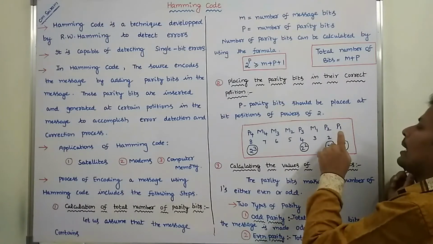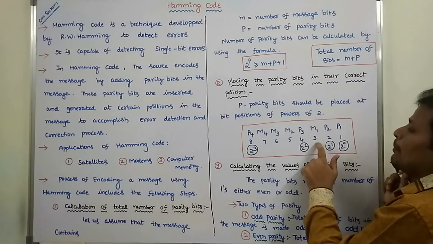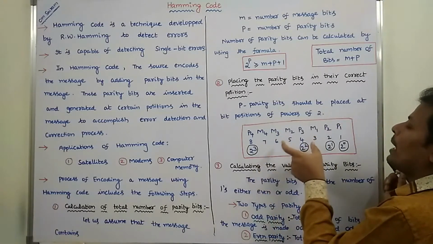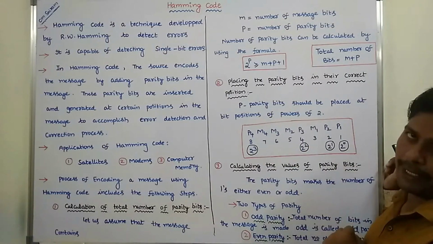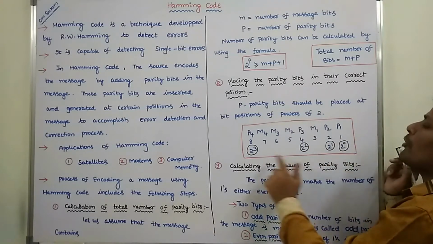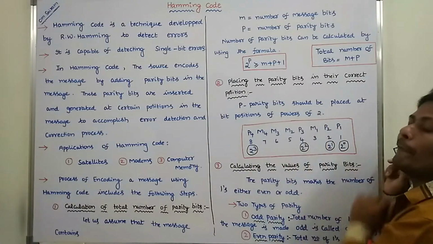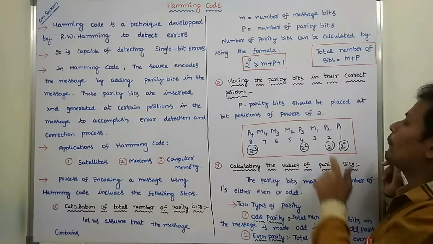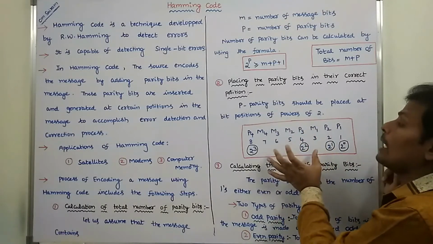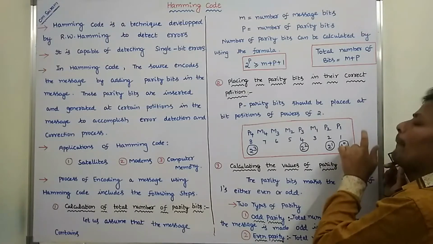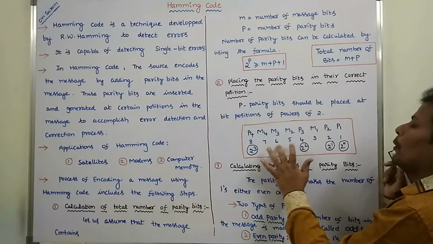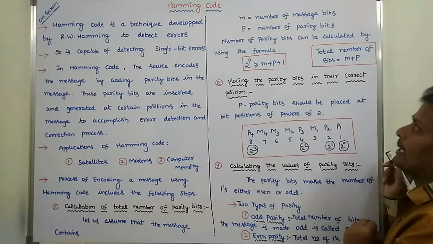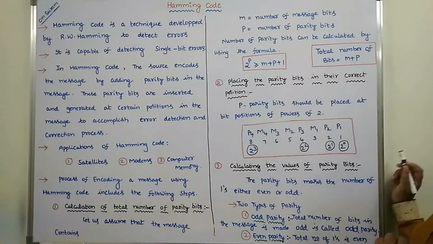Okay. Next, in the remaining positions, that are third position, fifth position, sixth position and seventh position, we have to place the message bits. Now, how many parity bits are there? There are 4 parity bits. How many message bits are there? 4 message bits. Total number of bits is equal to m plus p. M is 4 and p is 4. 4 plus 4 is equal to 8. So m plus p is 8.